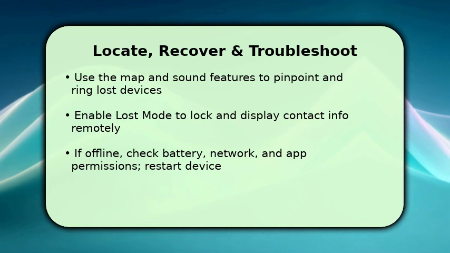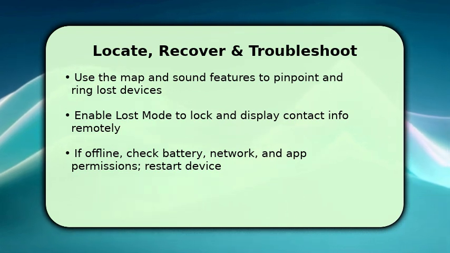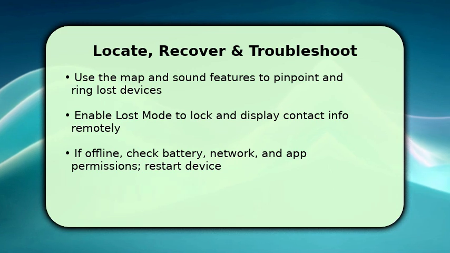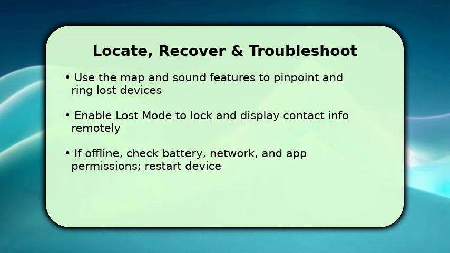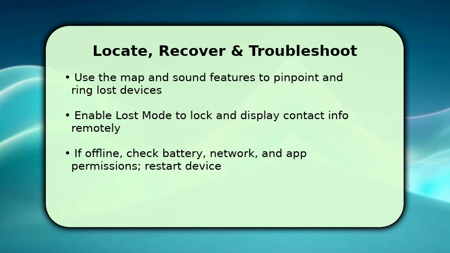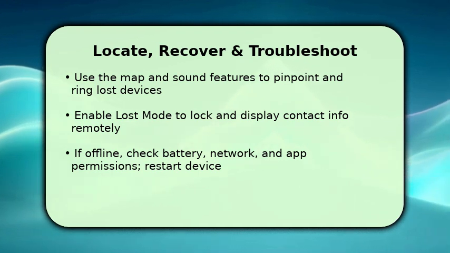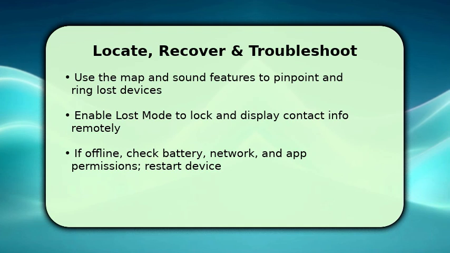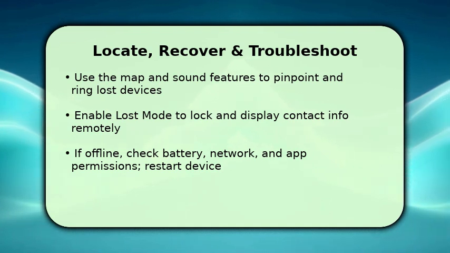If the device shows offline, troubleshoot by checking battery level, Wi-Fi/Bluetooth, and app permissions, and then restart the device. This resolves most relay or beacon failures. If problems persist, rejoin the Find My network and test with a second device.